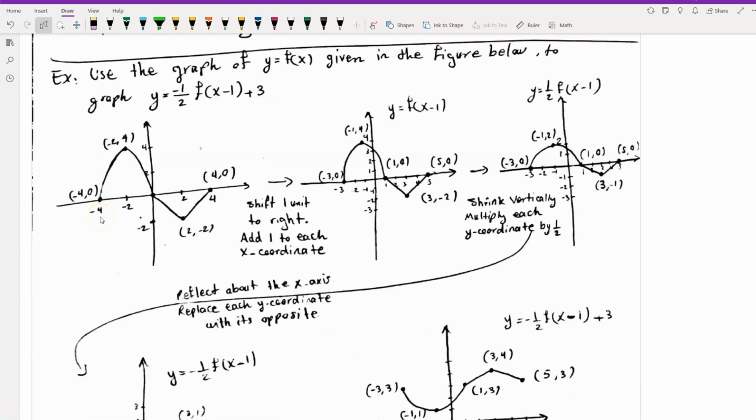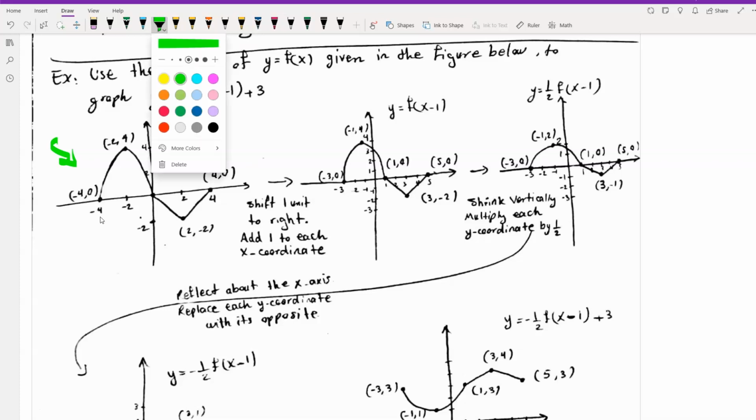Example, use the graph of y equal to f of x given in the figure below. So this is what we have for y equal to f of x. To use that to graph y equal to negative 1 over 2 times f of x minus 1 plus 3. So first, I'm going to graph this part. So that is our first step, which is this one.